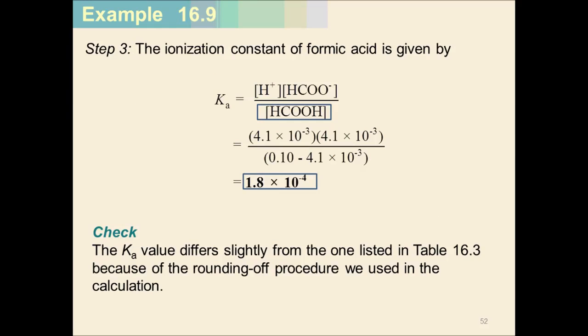Slide 52, then on step 3. Write your Ka expression. Ka is equal to the concentration of the products raised to the power of their coefficients over the concentration of the reactant, and substitute the values in.